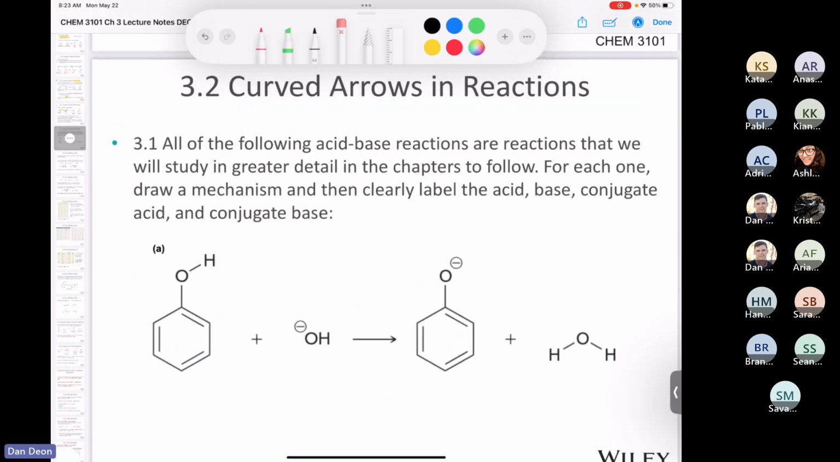It says here, all of the following acid-base reactions are reactions that we are going to study in greater detail later on in the class. For each one, draw a mechanism and then clearly label the acid, base, conjugate acid, and conjugate base. I think the first thing we should do is draw in some lone pairs, because there's a whole holy host of them missing in here.